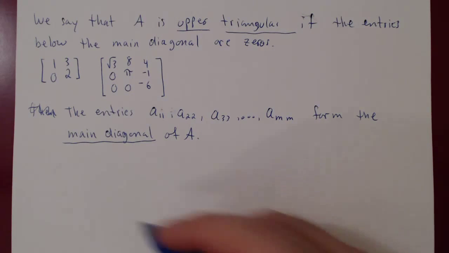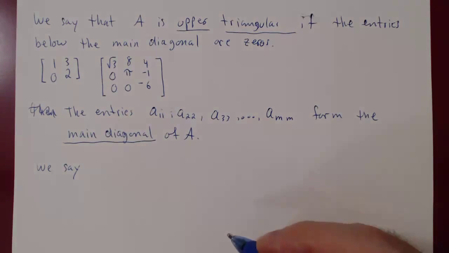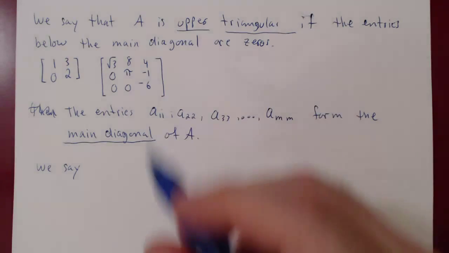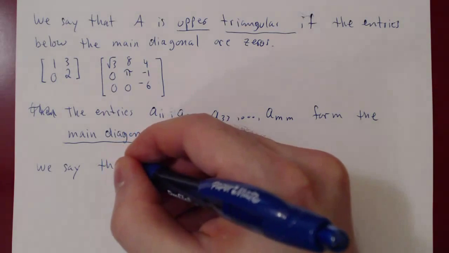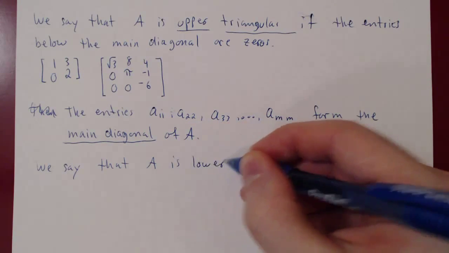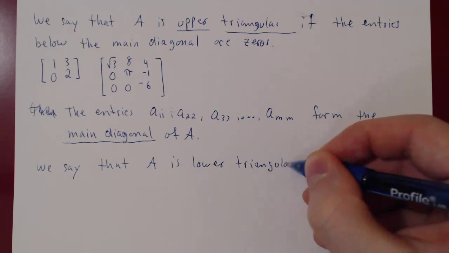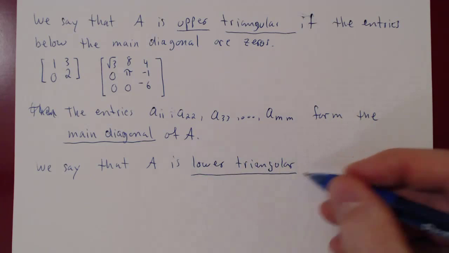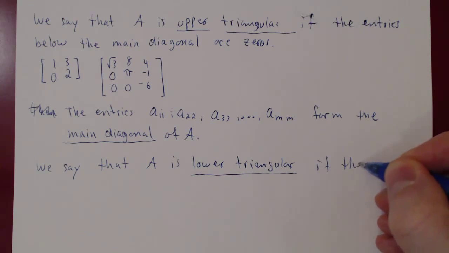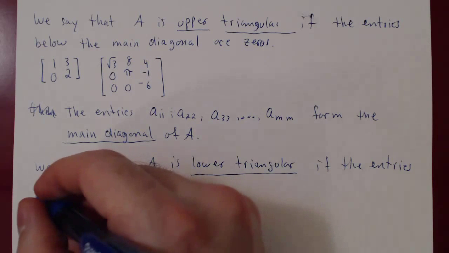So here's one of the definitions, as we have just said, for a lower triangular matrix. So we say that A is lower triangular if the entries above the main diagonal are 0.